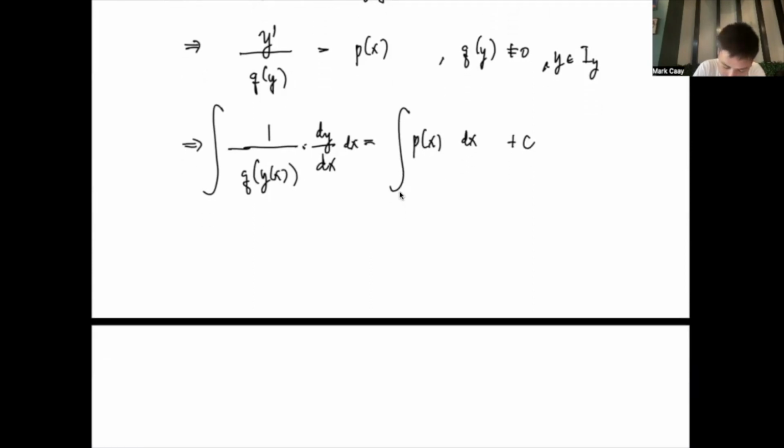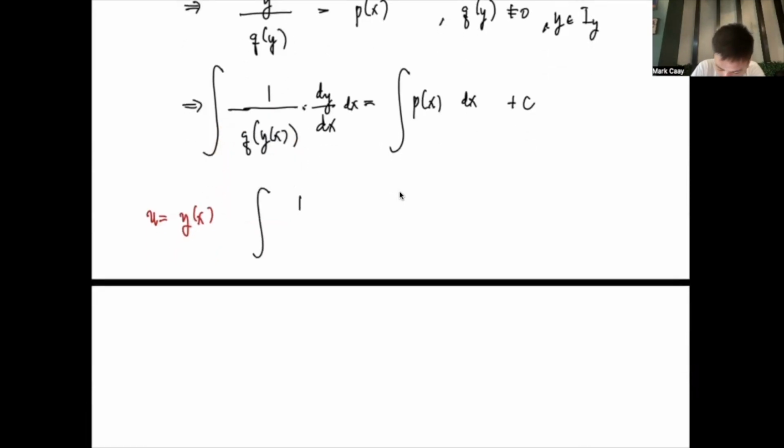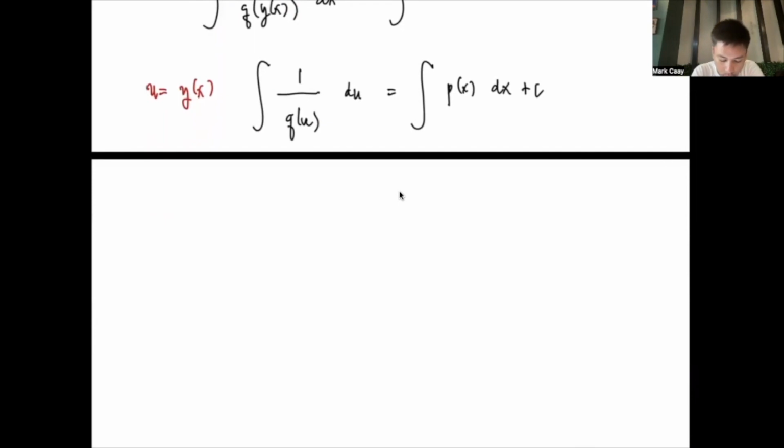If we substitute u to be equal to y of x, so that we can use the idea that this is a representation of a function of u, then we have the integral of 1 over q of u, and your dy will now be du, and that's the integral of p of x dx plus c. So if we go back to the original y, this means that we can have the general solution in the implicit form.